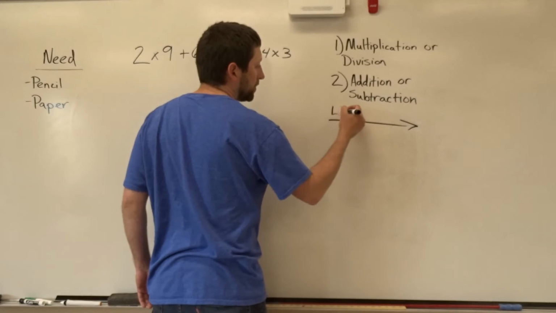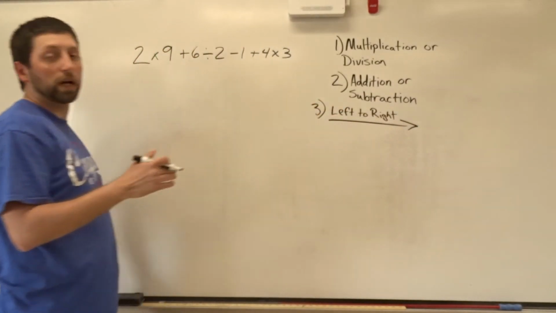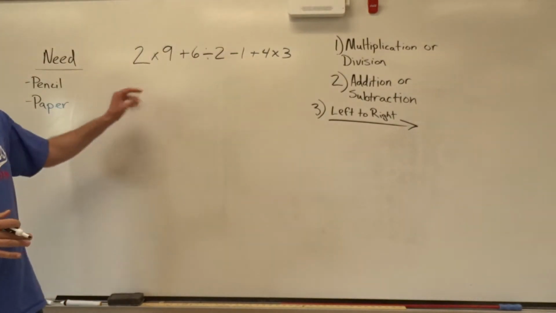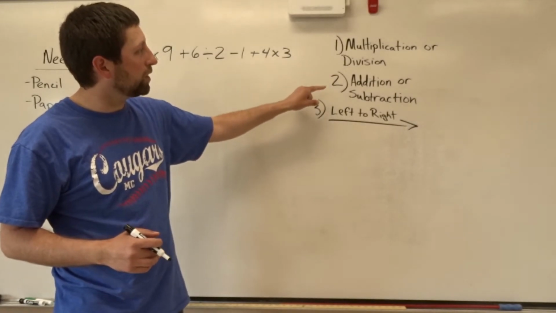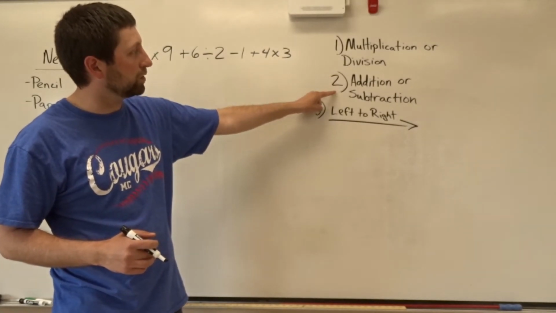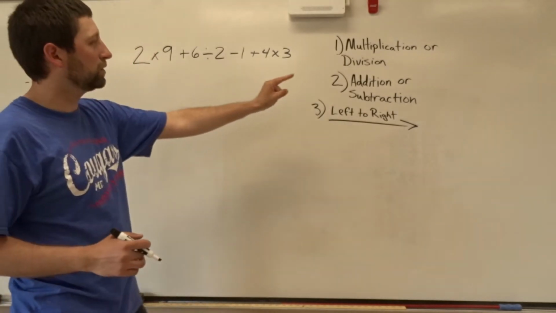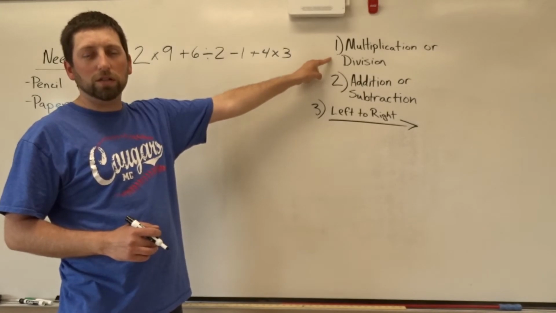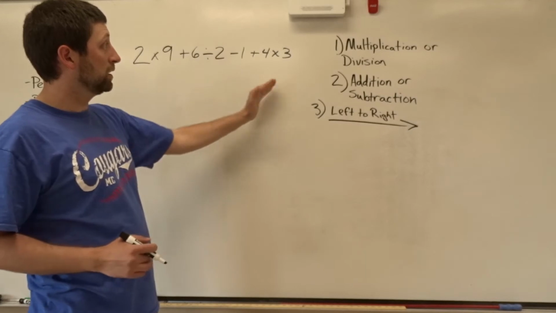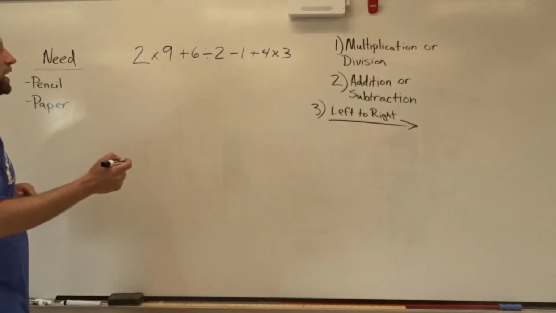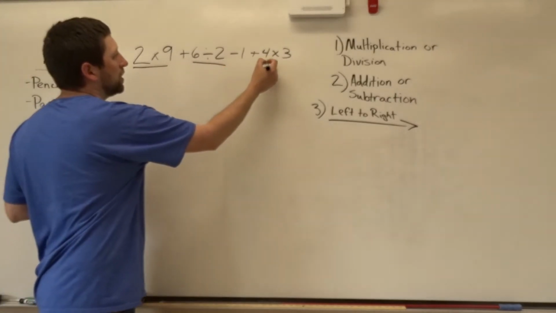So go from left to right. There are kind of 3 rules for this that we'll work on today. So I must do multiplication or division first, and then once I've done all of those, I can go ahead and start doing addition or subtraction. And I must always work from left to right. So if I have multiplication and division in the same line, I need to do whatever comes first, going left to right. So I'm going to go ahead and underline anywhere I see a part that has multiplication or division.